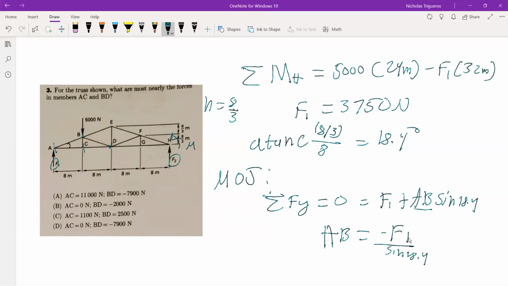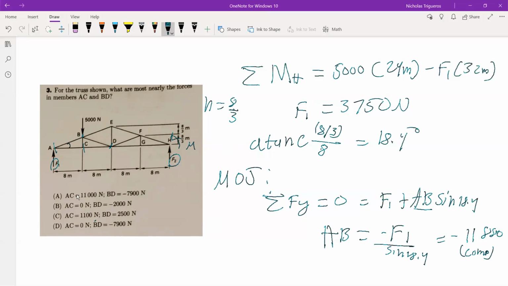Which equals negative F1 divided by sine of 18.4. And with this, we get negative 11,880. Okay, and it's negative, so it's compression. But it doesn't look like they're asking for that. So for here, I can see that maybe our answer is A. That's the one that's closest.